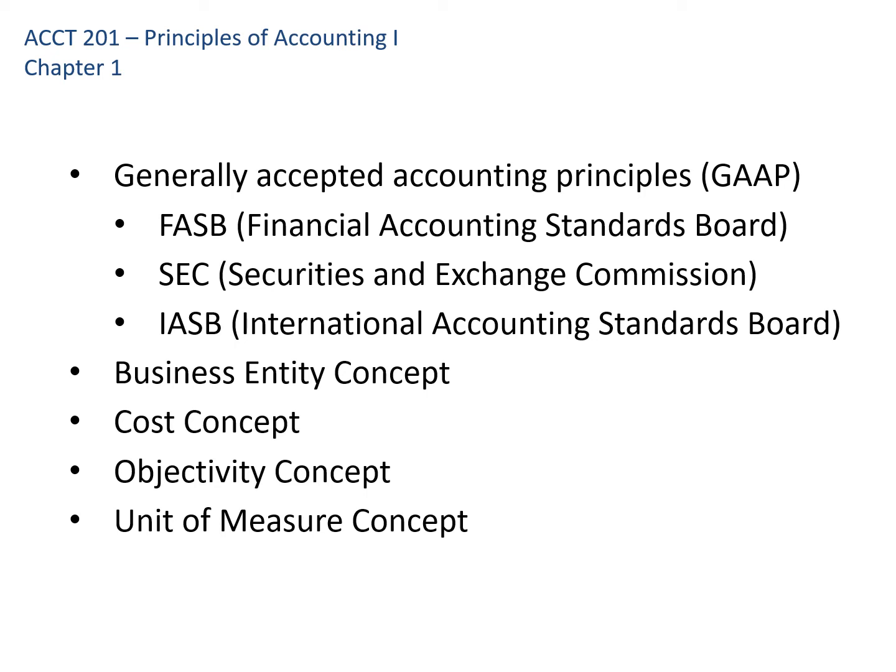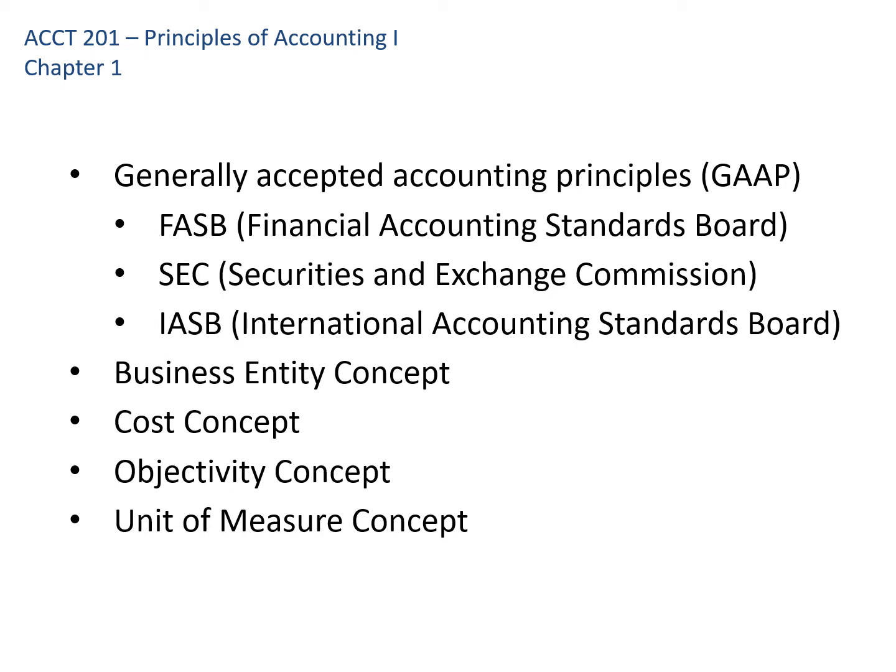So the Financial Accounting Standards Board is the group that creates those principles and updates them from time to time. They are given that authority by the Securities and Exchange Commission, a branch of the federal government. And that's in contrast to the International Accounting Standards Board. So in the US, we follow GAAP. Everywhere else, they follow International Financial Reporting Standards.